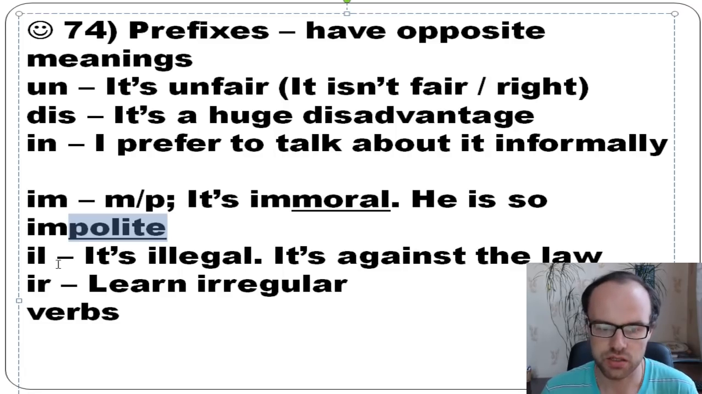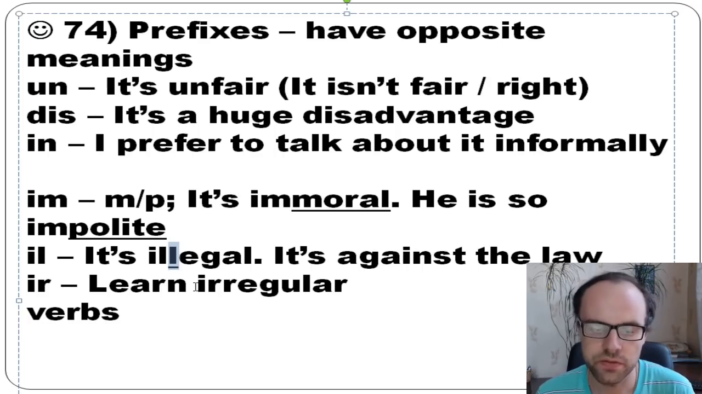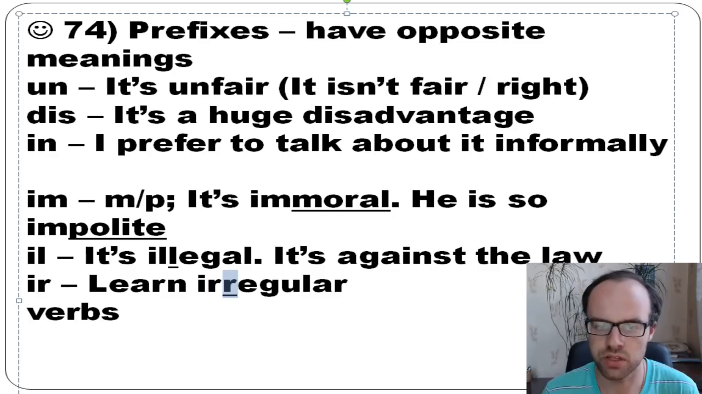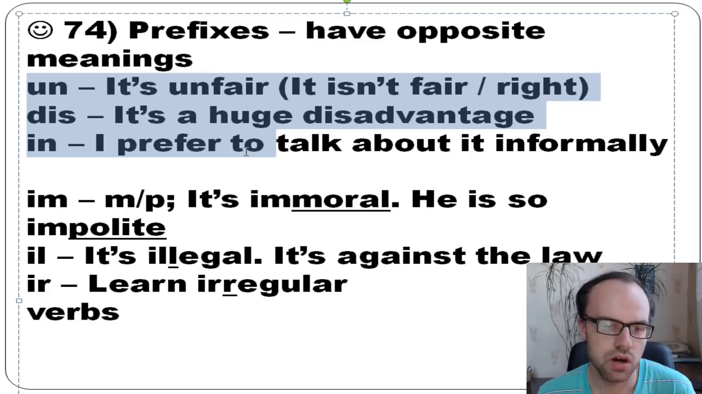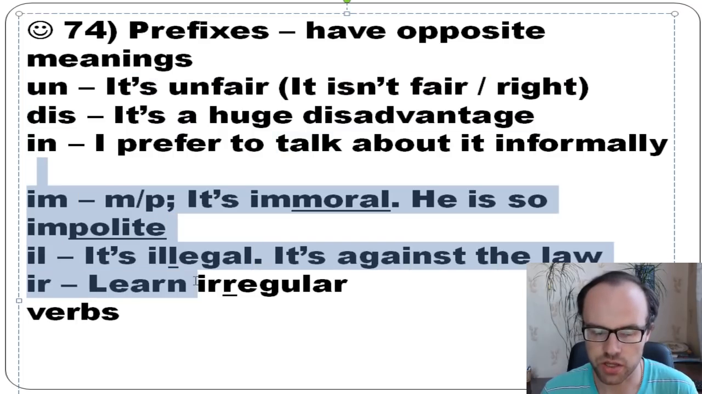Impolite. Okay, next. And there are also some rules about il and ir. So we use il if the word starts with L. It's illegal. It's against the law. And we use ir if the word starts with R. Irregular. Learn irregular verbs. So you need to memorize words with un, dis, in. It comes from practice, and there are some rules concerning im, il, and ir.